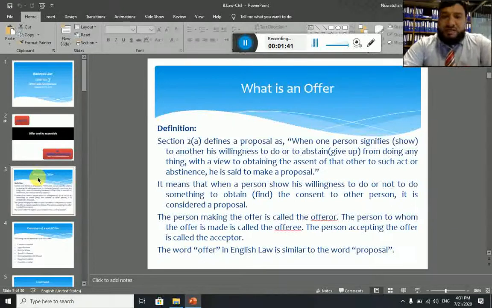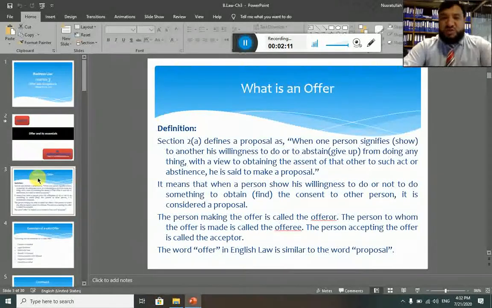What is an offer? Section number 2 defines offer as a proposal: when one person signifies or shows to another person his willingness to do or not to do something, or abstain or give up from doing anything, with a view to obtain the assent of that other to such an act or abstinence. He is said to make a proposal.